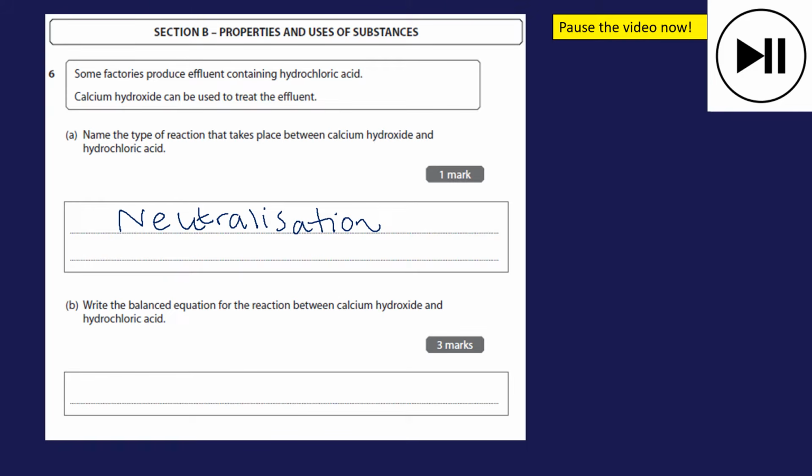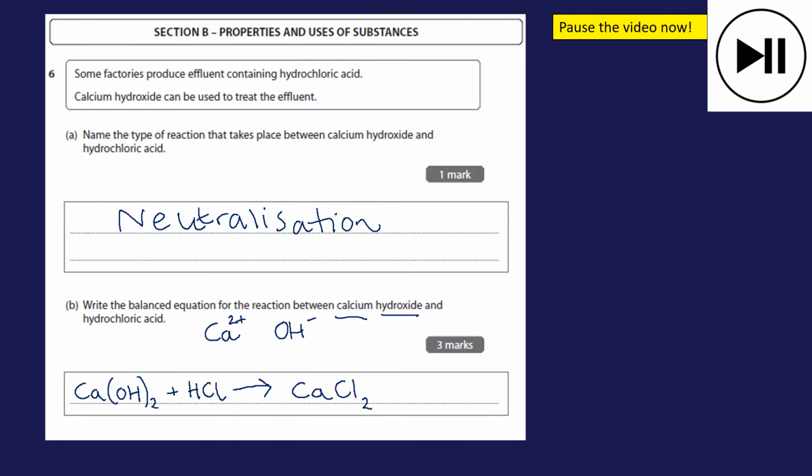Write a balanced equation. Right, calcium hydroxide. Calcium is in group 2, so it'll be 2 plus. Hydroxide is OH minus. We need 2 hydroxides, so we put them in brackets. That's calcium hydroxide. Hydrochloric acid is HCl. The products are going to be salt and water. In this case, the salt will be calcium chloride.